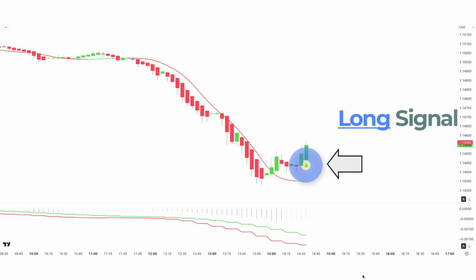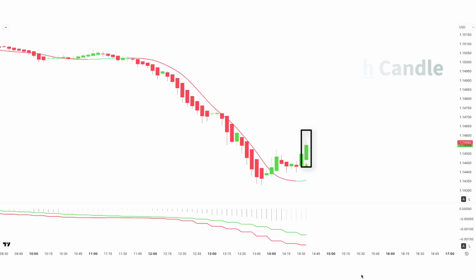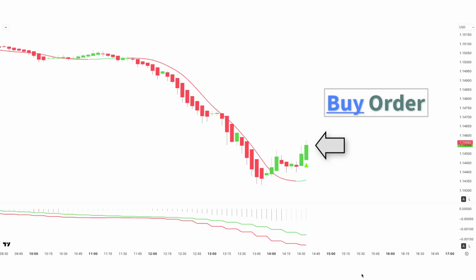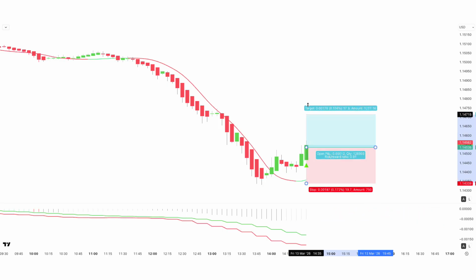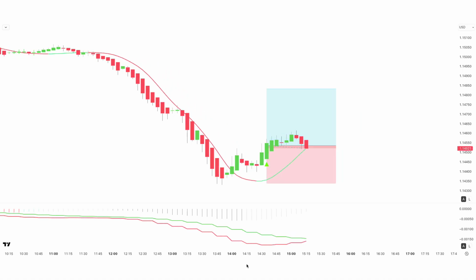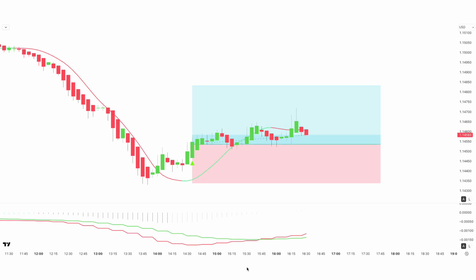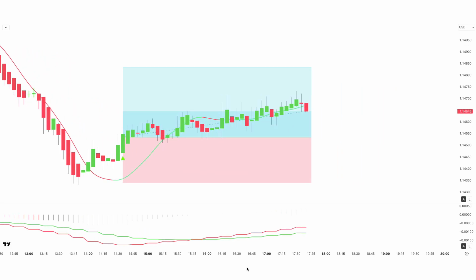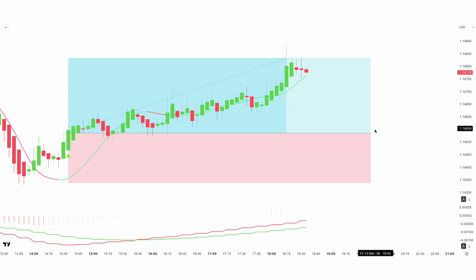When the Versatile Scalper arrow of this indicator gives a long signal, the green line of the MACD multi-time frame should be above the red line, and the market forms a bullish candle. If this condition is fulfilled, then we will place a buy order. Our stop loss is to be placed at the previous low of the market, and the risk to reward ratio will be 1:1.5. The market has completely hit the target.